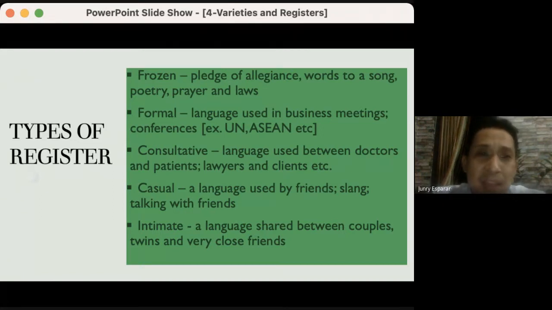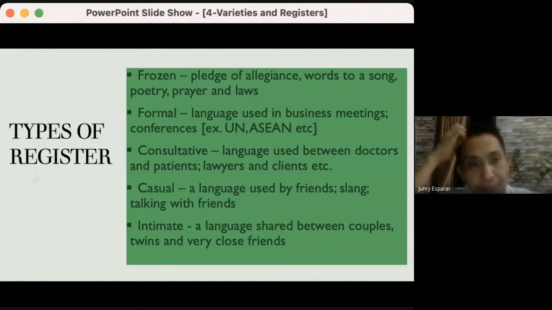But as I mentioned here, formal for business meetings, frozen for the pledge or oath, consultative between teacher, for example, and student, or lawyers to clients, doctors to patients, casual among friends, and intimate among family members. And it can also be between couples, right?